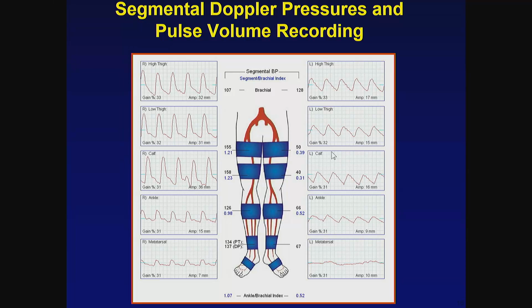The situation is different in the left leg. There is a marked blunting of the pulse volume recording, which suggests the presence of a stenosis upstream to where this recording is obtained in the upper thigh. More importantly, the pressure obtained in the upper thigh has a 78 millimeter gradient compared to the higher of the brachial pressures. And this is consistent with an iliac or proximal femoral artery stenosis.